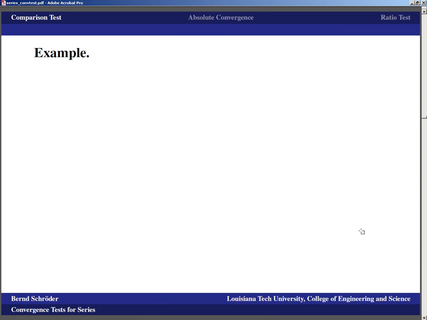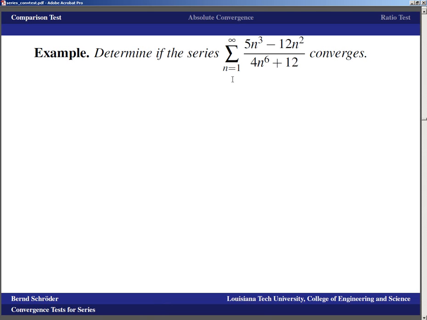Okay, so to see an example of how the comparison test works, let's take a look at the series sum n equals 1 to infinity, (5n cubed minus 12n squared) divided by (4n to the 6 plus 12), and we want to determine if the series converges or diverges.